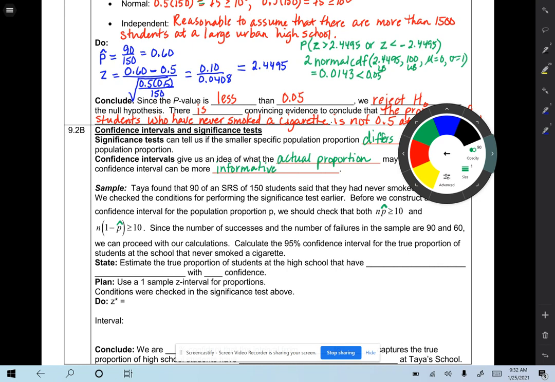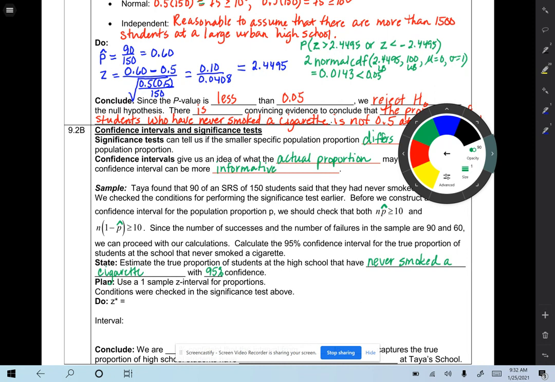Calculate the 95% confidence interval for the true proportion of students at the school that never smoked a cigarette. So in our state portion, estimate the true proportion of students at the high school that have never smoked a cigarette with 95% confidence. This is a good example of doing something we learned in our last unit and seeing the connection. In our plan portion, we are going to tell what tests we're doing. We're going to do a one sample Z interval for proportions.